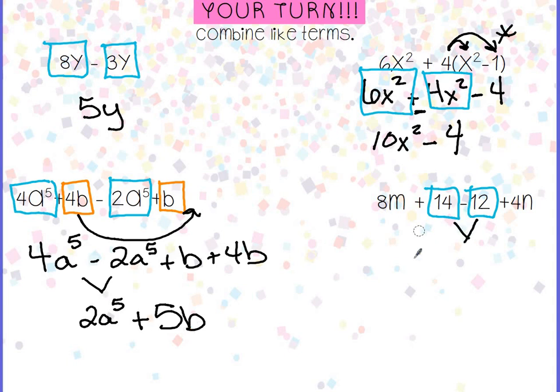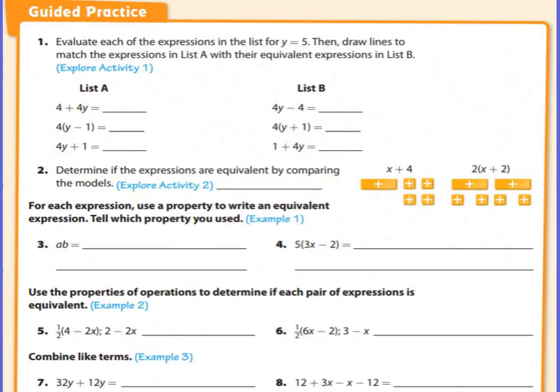4 minus 2 is 2, but I keep my a's to the fifth, plus 1b plus 4b gives me 5b. Here, the only thing I can combine are my subtraction of my terms. So 14 minus 12 is 2, so I have 8m plus 2 plus 4n. Again, this becomes a lot more simplistic when you practice it a lot.